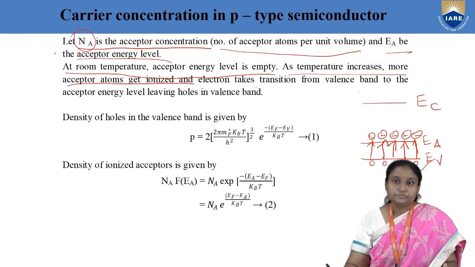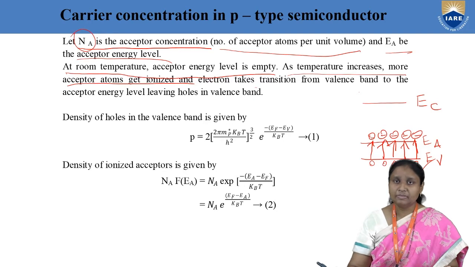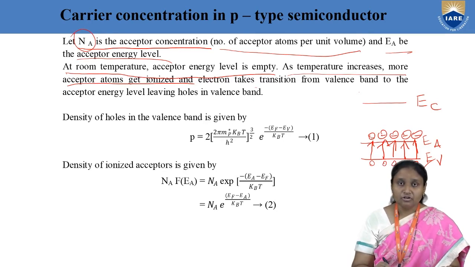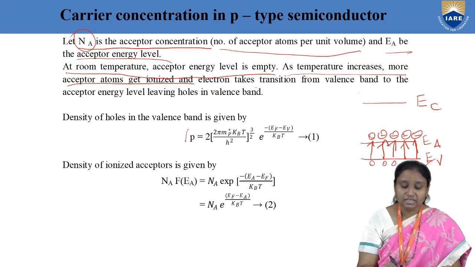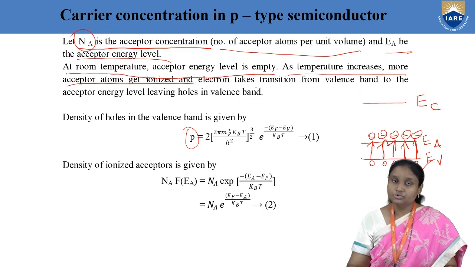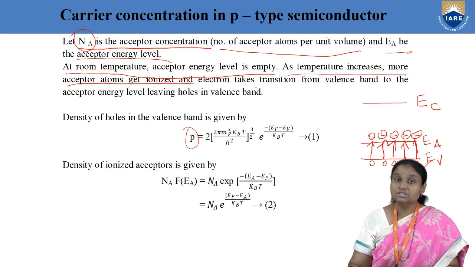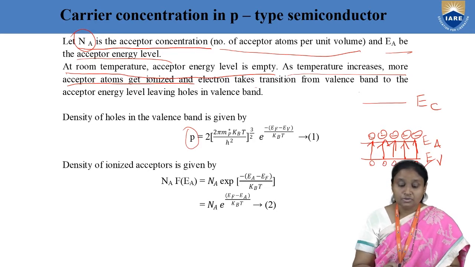So for that, we are making use of the density of holes in the valence band that we derived in the case of an intrinsic semiconductor. The density of holes in the valence band is given by the notation P. Why P? Because these holes are assumed to be positively charged, whereas for the density of electrons we have used the notation N, and N represents the density of electrons in the conduction band. Why? Because the electrons are negatively charged. So here, the density of holes is given by P.